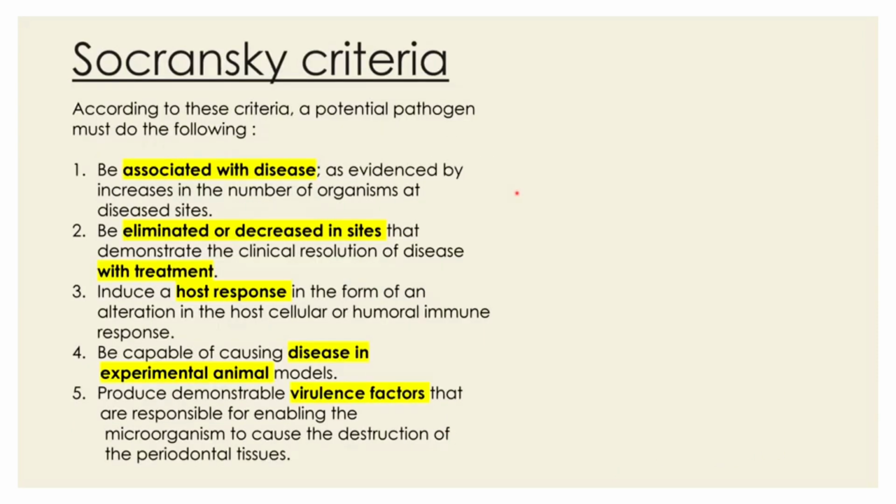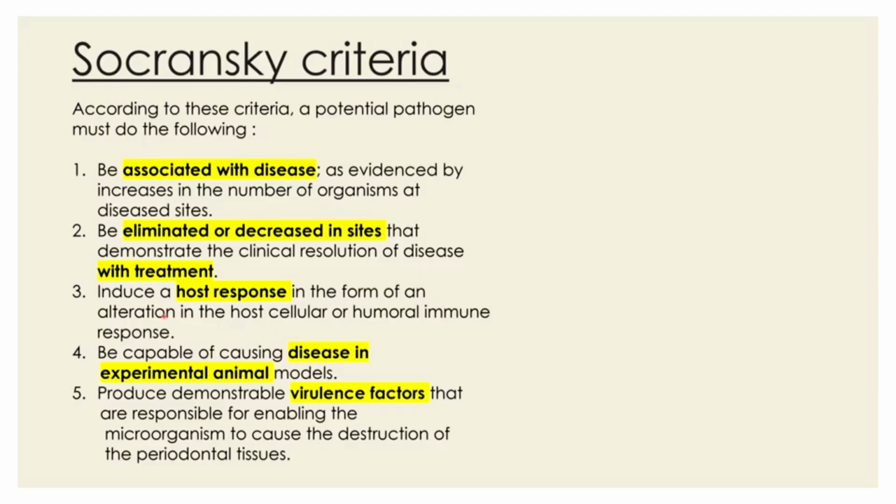Let's see the Socransky criteria. According to these criteria, a potential pathogen must do the following. It should be associated with disease. It should be eliminated or decreased in number, demonstrating the clinical resolution of disease with treatment. That means on treatment, the bacteria should either be eliminated or decreased.